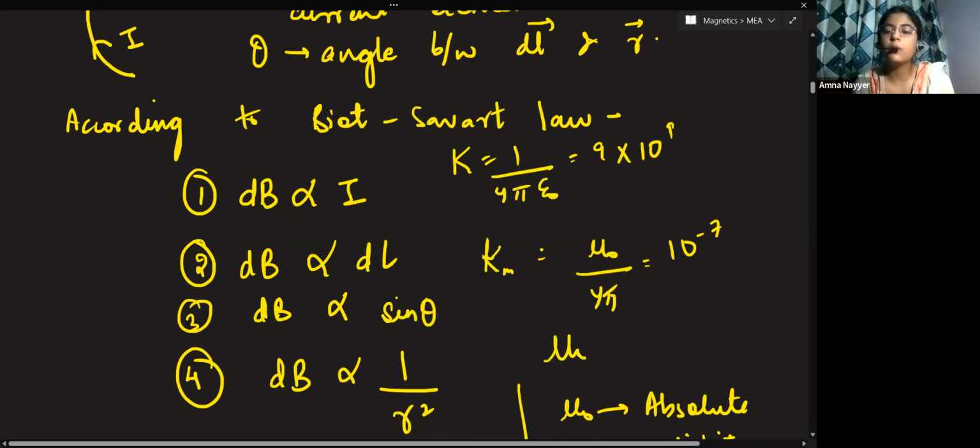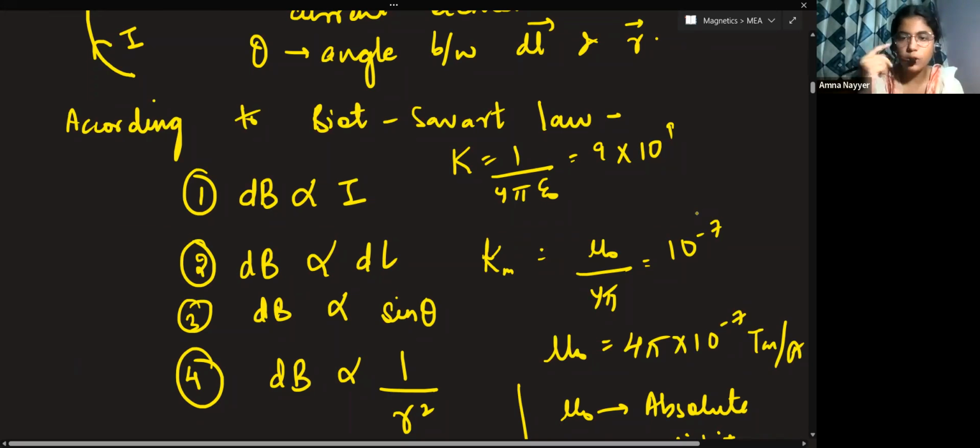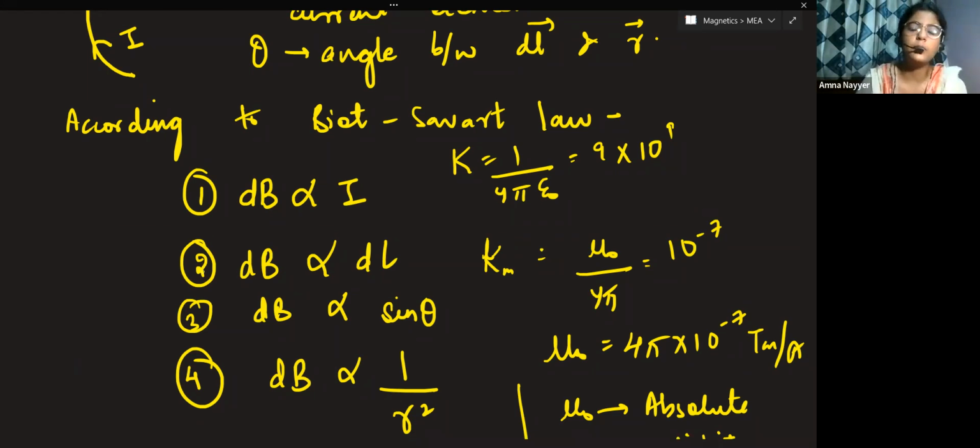So mu naught by 4 pi is equal to 10 to the power minus 7. So mu naught will be equal to what? Mu naught will be equal to 4 pi into 10 to the power minus 7 Tesla meter per ampere. So just note it down, wherever you have written Biot-Savart's law, at the end or wherever, just add this point. Then we'll start with it.